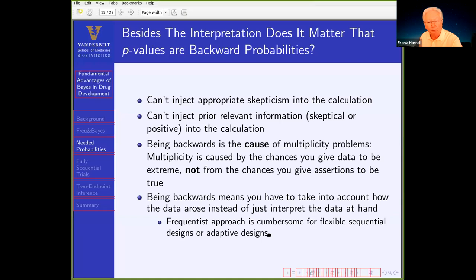So the backwards interpretation of probability, or backwards use of probability, is actually the cause of multiplicity problems. So multiplicity is caused by the chances you give data to be extreme. That's why we should call it sampling multiplicity. The chances you give data to be extreme, not from the chances you give assertions to be true. And once you distinguish those two things, I think it gets a lot more clear. Being backwards means you have to take into account how the data arose instead of just interpreting the data at hand. And one reason that I became a Bayesian is I tried for years to understand group sequential testing and I never could get good at it. With Bayes, it's trivial. So there has to be a downside.